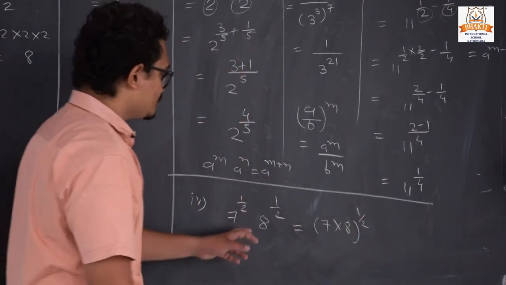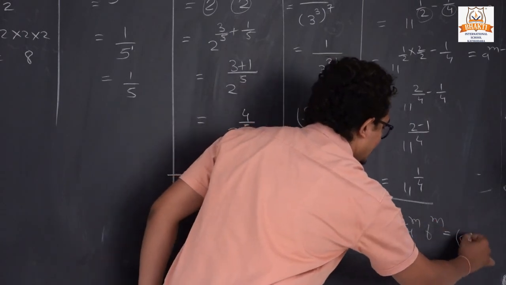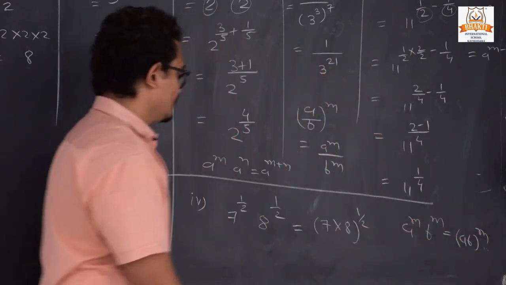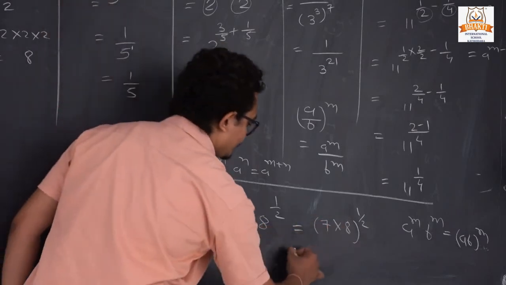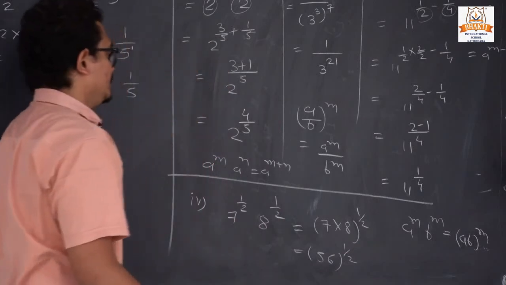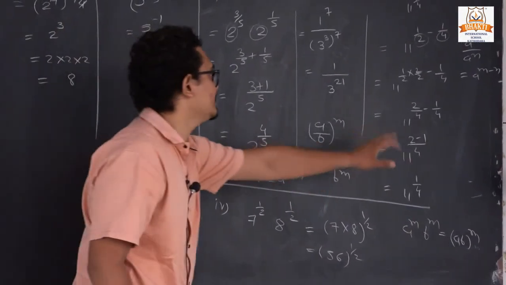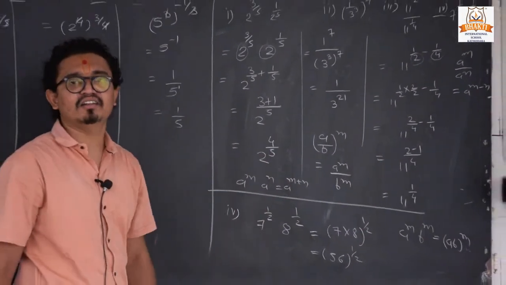We can use which law? A raised to m, b raised to m. So we can write ab all raised to m. So 7 8s are 56. So 56 raised to 1 by 2. So in the last question, we are applying all the exponent and power laws in our real numbers.